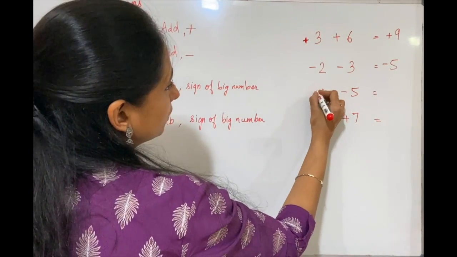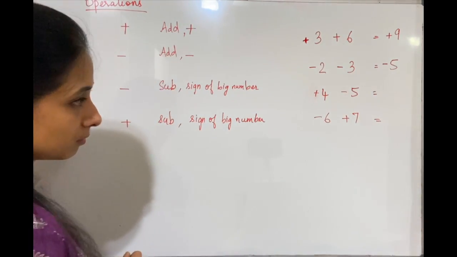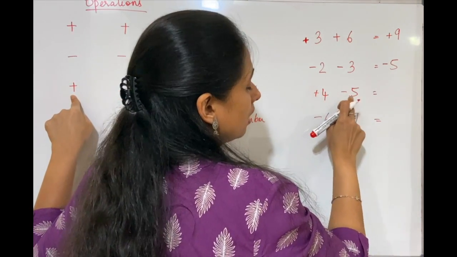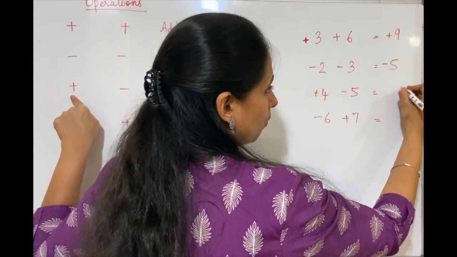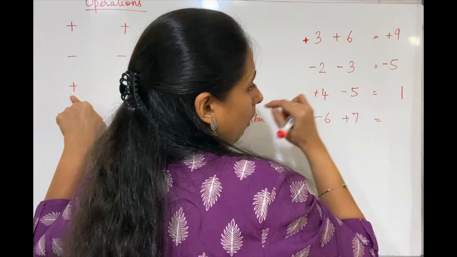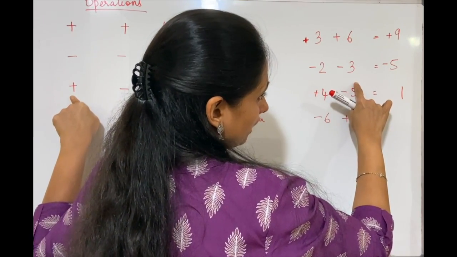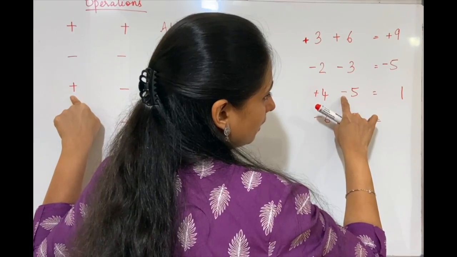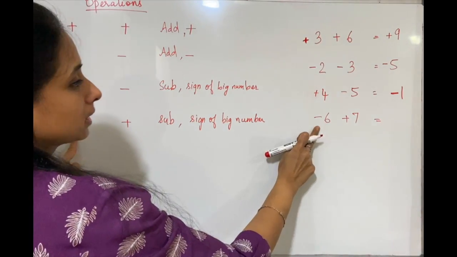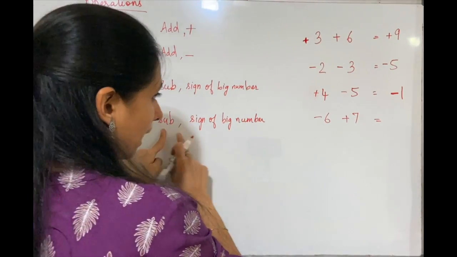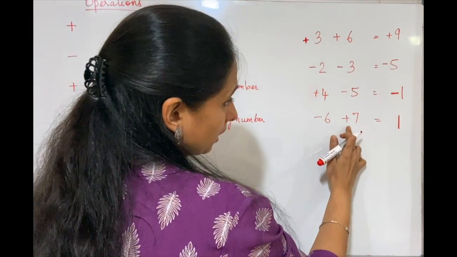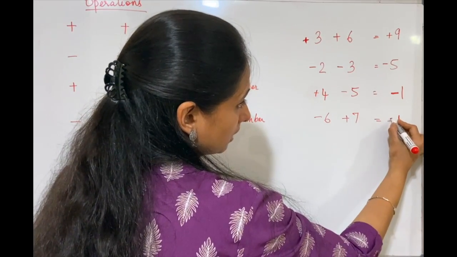Now, when it is plus and minus. Here you have plus 4, minus 5. You should subtract the smaller number from the bigger number. You will do 5 minus 4, that is 1. Which is the bigger number here? Don't look at the sign now. 5 is the bigger number. What sign does it have here? Minus. So your answer will be minus 1. Next one: minus 6 plus 7. You will again subtract. 7 minus 6 is 1. What is the sign of the big number here? It is plus. So your answer will be plus.